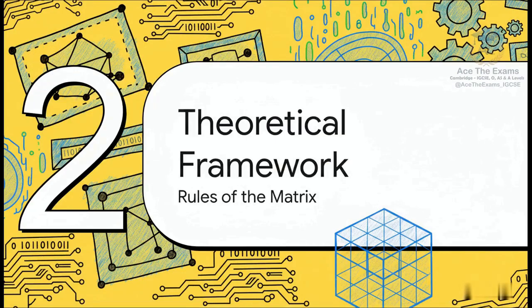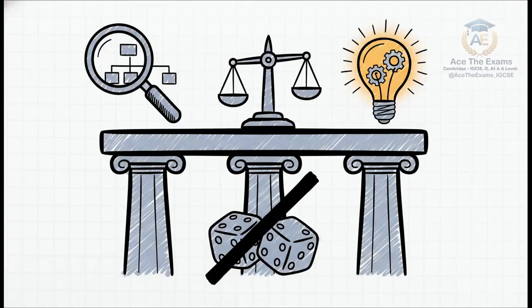Section 2, the theoretical framework. These are the underlying rules of the matrix. The entire syllabus, whether you are doing IGCSE 0478 or A-Level 9618, is built on these 3 specific assessment objectives: systematic analysis of problems, evidence-based reasoning, and deep mastery of fundamental concepts. Let's do a quick 30-second challenge right now.